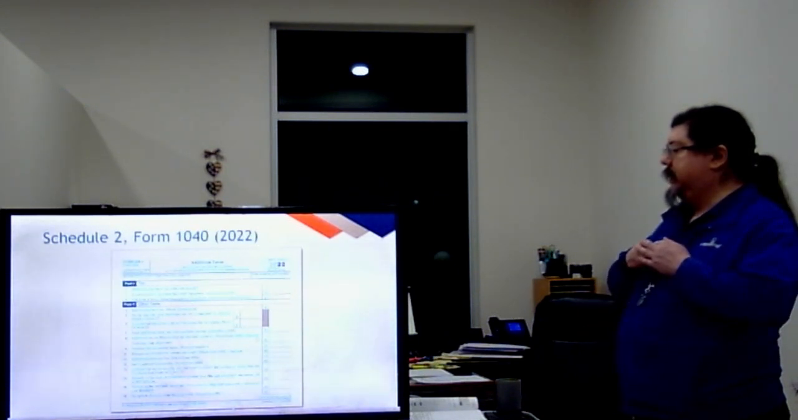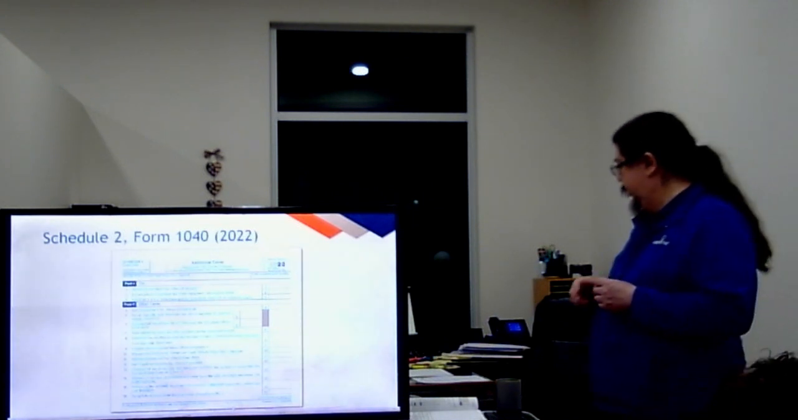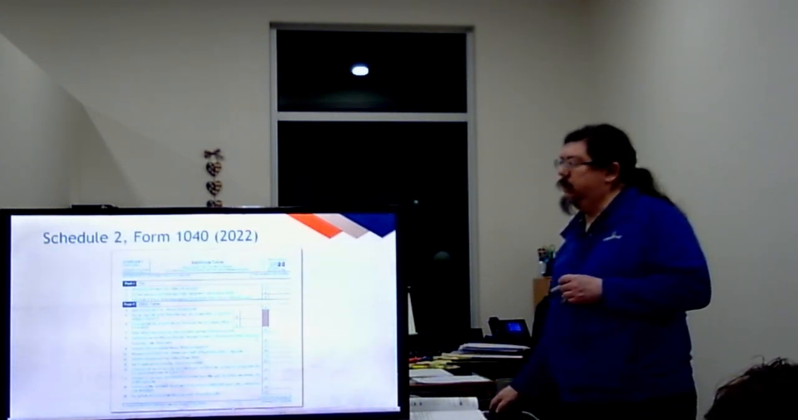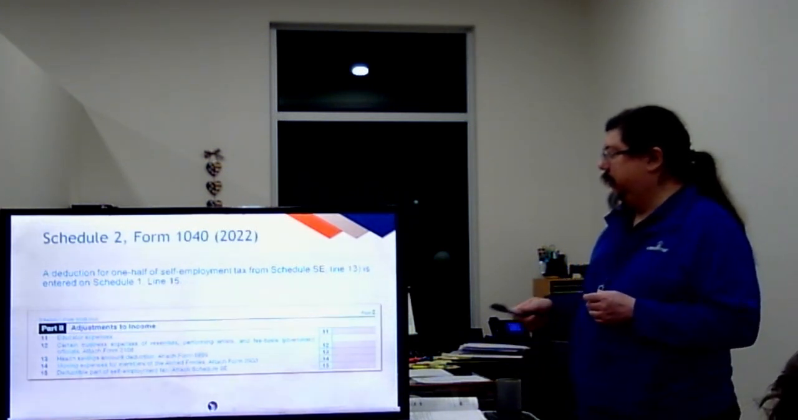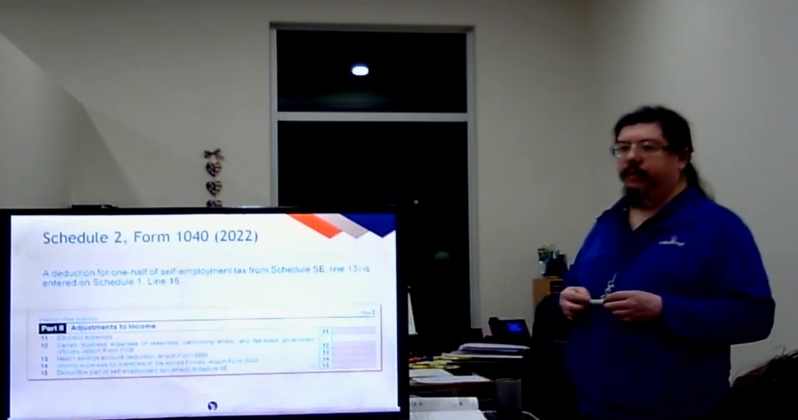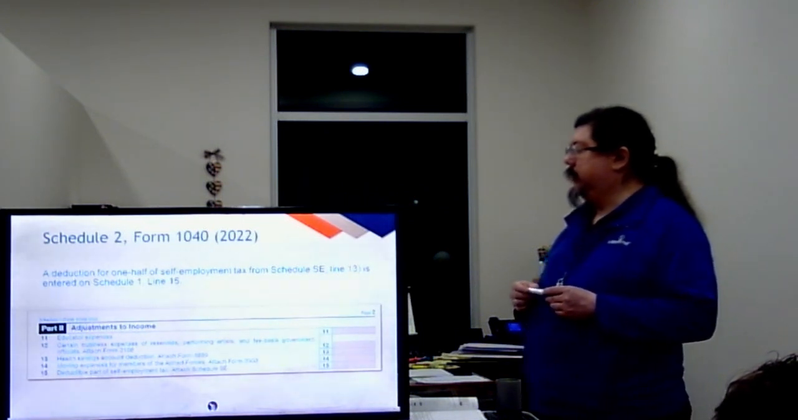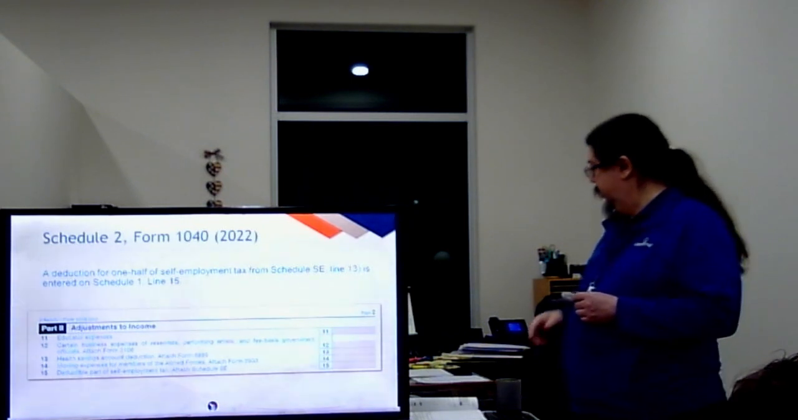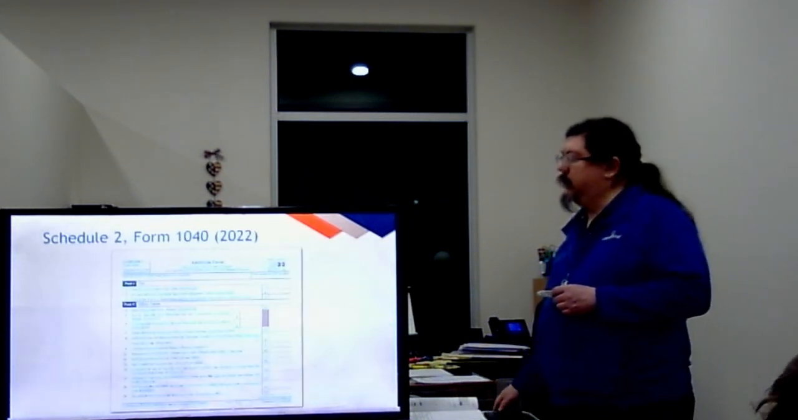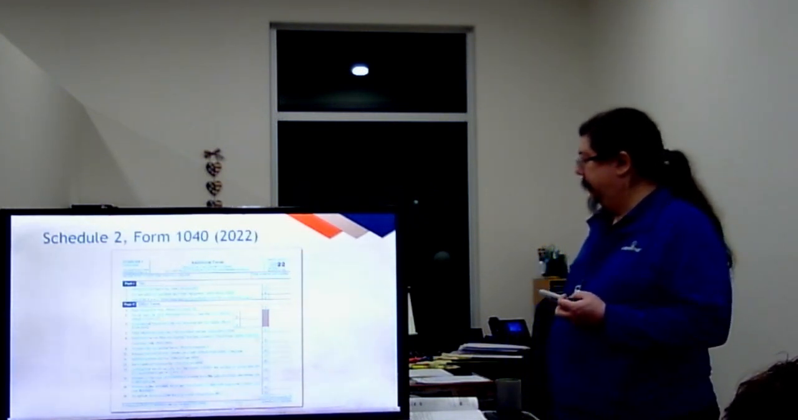So self-employment tax is an additional tax on line 4 on Schedule 2. Schedule 2 is where you report additional taxes. And then on Schedule 1, page 2, you have an adjustment for half of your self-employment tax. So Schedule 2, Part 1 was? Part 2. Part 2 is Schedule 2, Part 2, line 15 for the deduction. And for the tax is Schedule 2, Part 2, line 4.